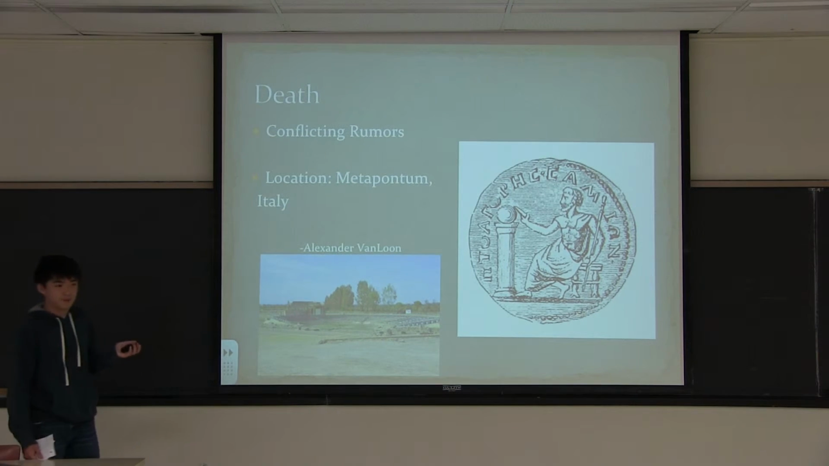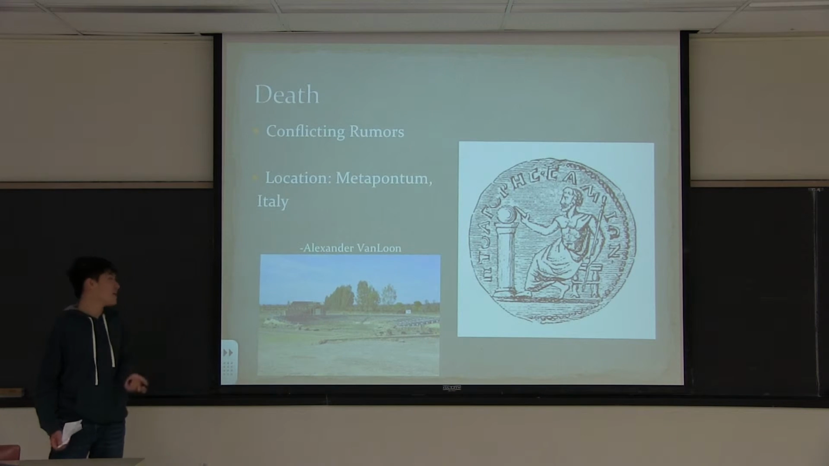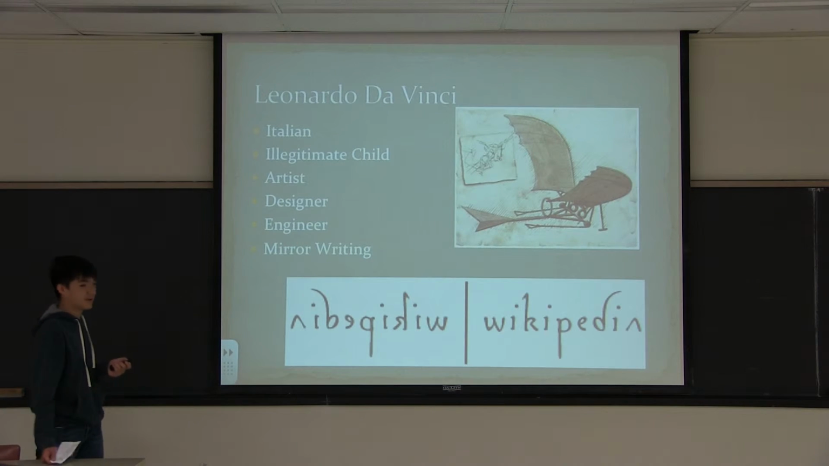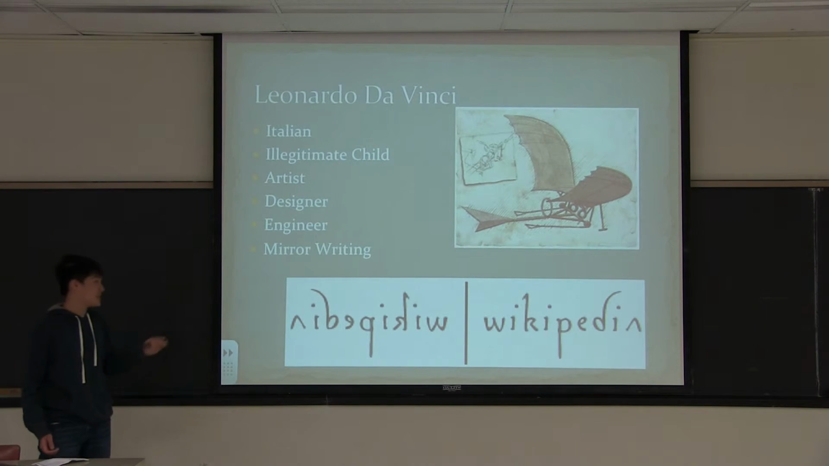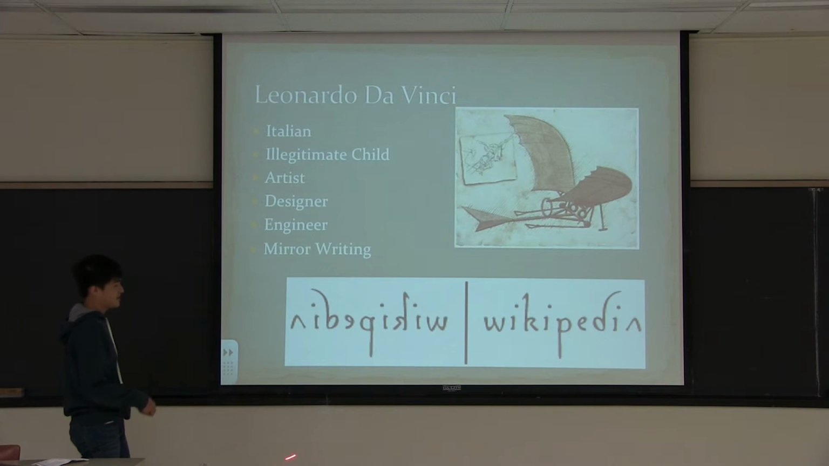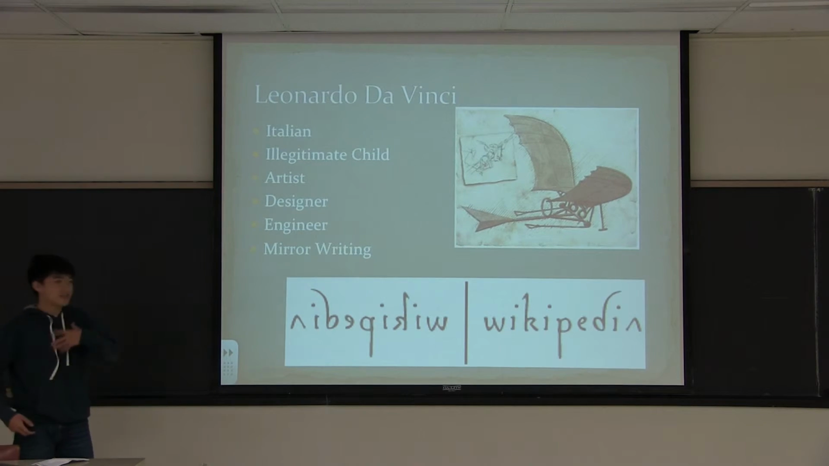It's not in great shape right now, but it's been many years since it was inhabited. And here's just a representation of him on a coin. And now here's Leonardo da Vinci. He's Italian. He's an illegitimate child. He's an artist. He designed stuff. He wrote in mirror writing, which is kind of an early form of code. You can see it here. It's kind of reverse, right? Like on a shirt in a mirror.